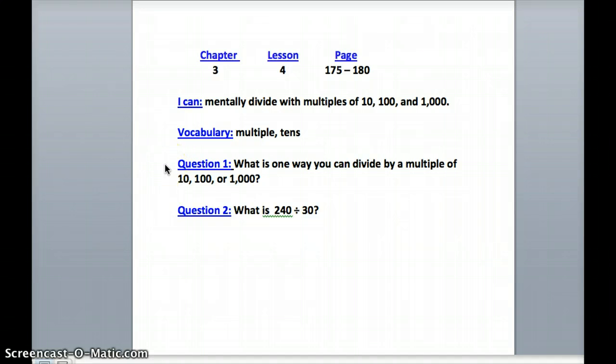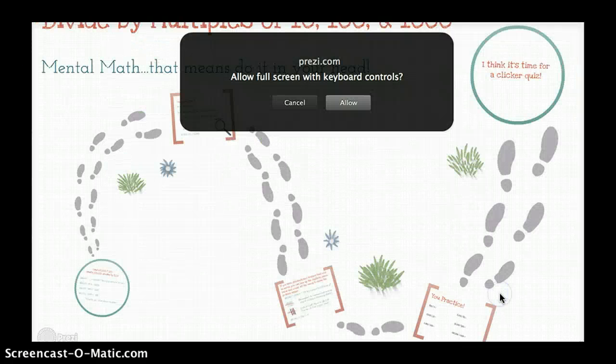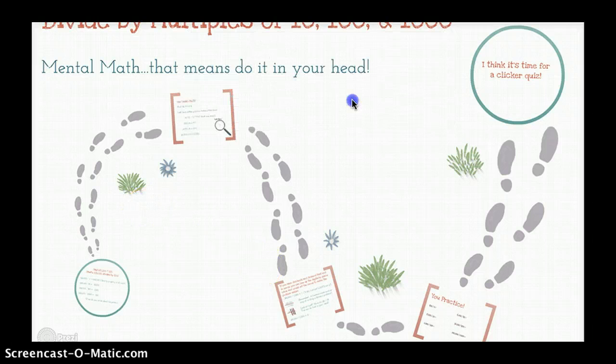Question 1. What is one way you can divide by a multiple of 10, 100, or 1000? Question 2. What is 240 divided by 30? Okay, we're going to take a look at this Prezi that's going to help us think of how we can divide by multiples of 10, 100, and 1000 in our heads.